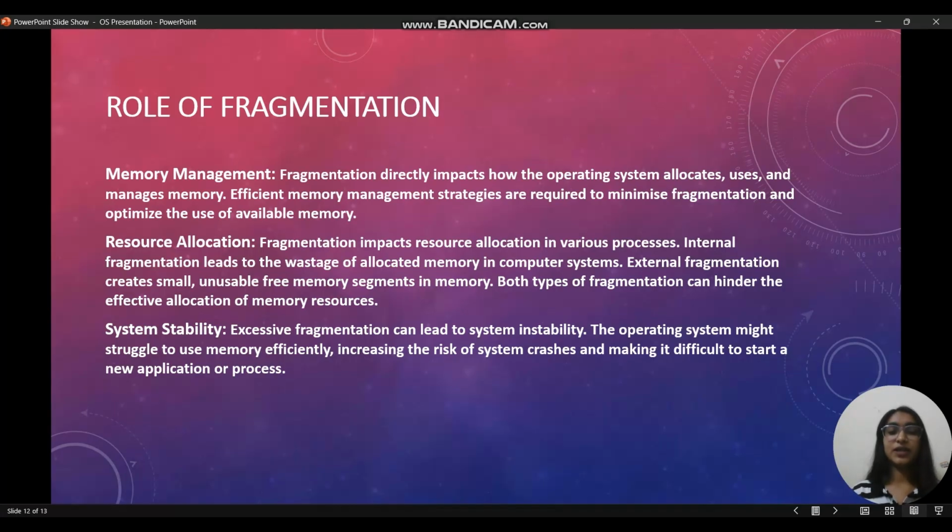System stability. Excessive fragmentation can lead to system instability. The operating system might struggle to use memory efficiently, increasing the risk of system crashes and making it difficult to start a new application or process.